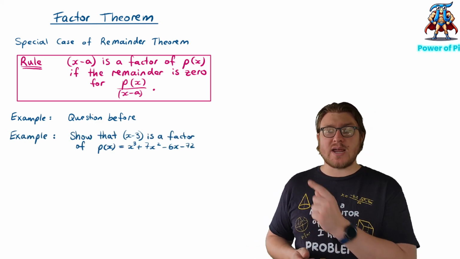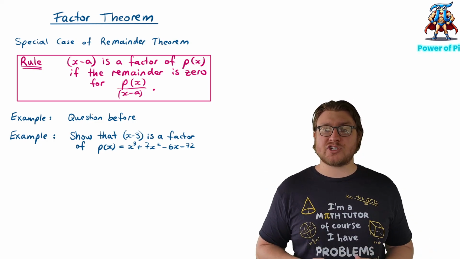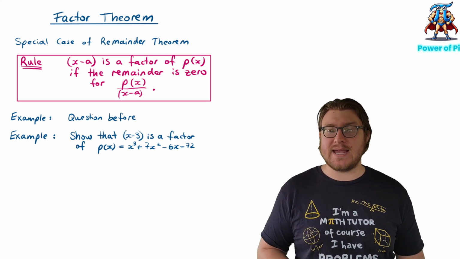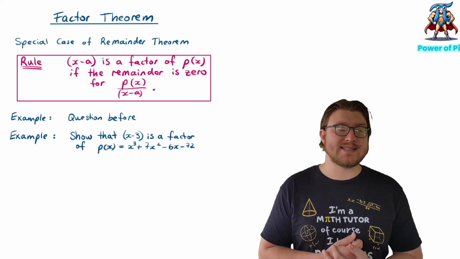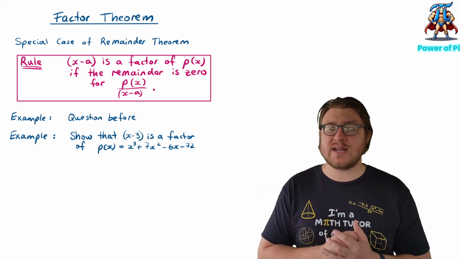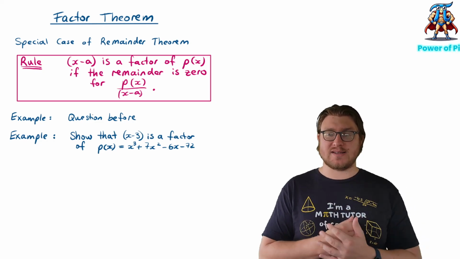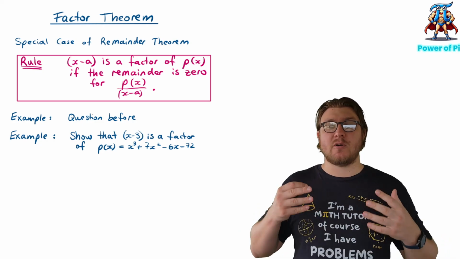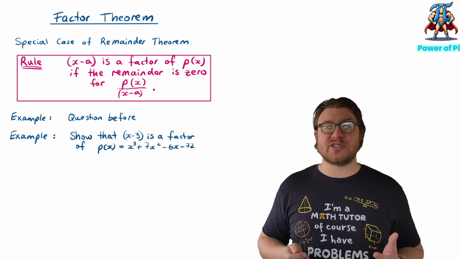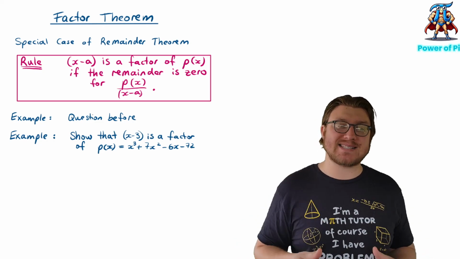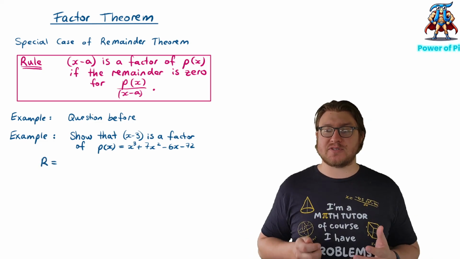So let's have a look at another example. We have shown that x minus 3 is a factor of this polynomial. p of x is x cubed plus 7x squared minus 6x minus 72. Try and give this a go and then check your answers. All right, we're going to start with, we have the remainder equal to 0 and we know x minus 3 is a factor, so plus 3 is the number that we have to substitute in.